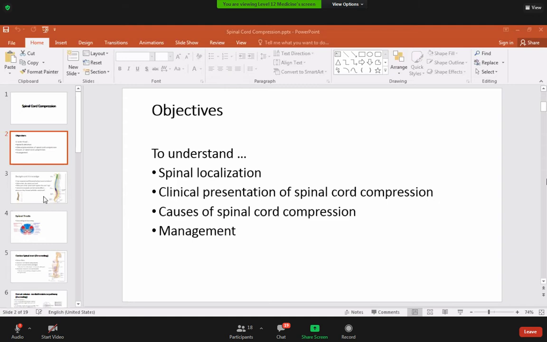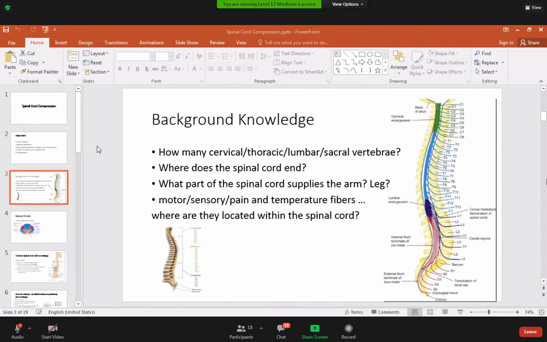or the compressions. Just to revise the anatomy, can anyone tell how many vertebrae we have in total? We have a total of about 33 vertebrae. We have 7 cervical, 12 thoracic, 5 lumbar, 5 sacral, and 4 coccygeal vertebrae.